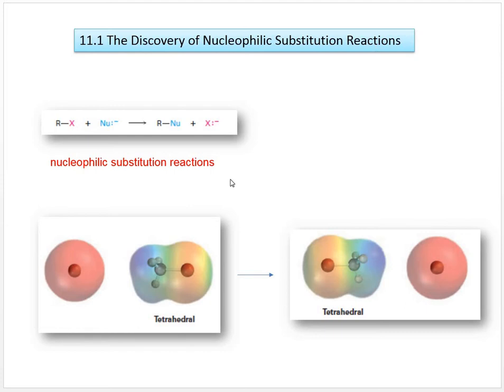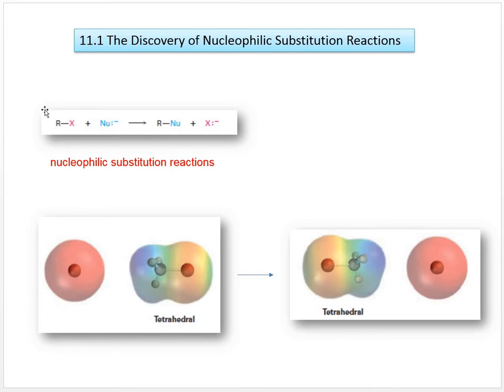In a nucleophilic substitution reaction, we always have an electron-rich nucleophile, and if you look here, this is the nucleophile and its electrostatic potential map. As you see, it has a dense red region around itself, and for that reason it's a nucleophile, and we call it a Lewis base.